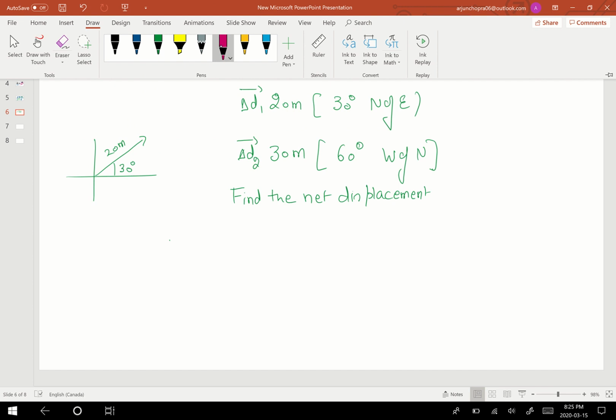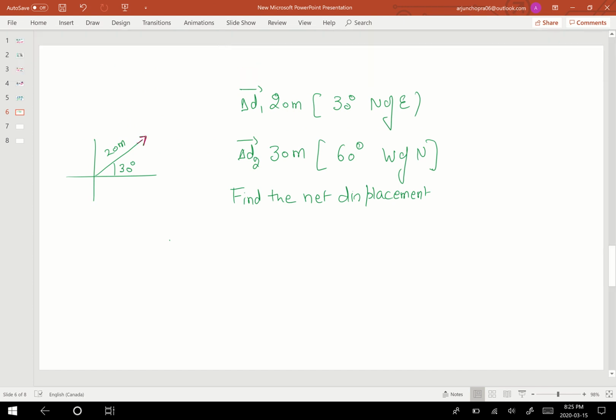Now the person has covered 20 meters at an angle of 30 degrees north of east, and then I wanted to show the displacement d2. Then he covered 30 meters at 60 degrees west of north. So I'm going to draw a navigation system again at the end of the vector 1. So again, this is north, this is east, this is west, this is south. So then he covered 30 meters west of north. So he covered the distance somewhere here.